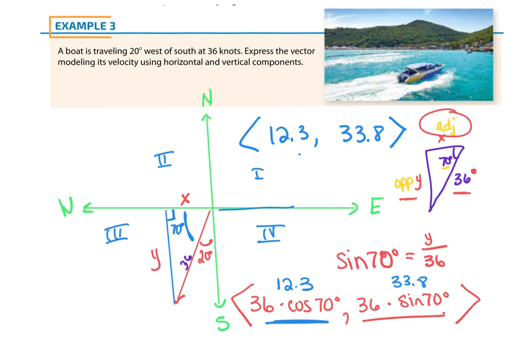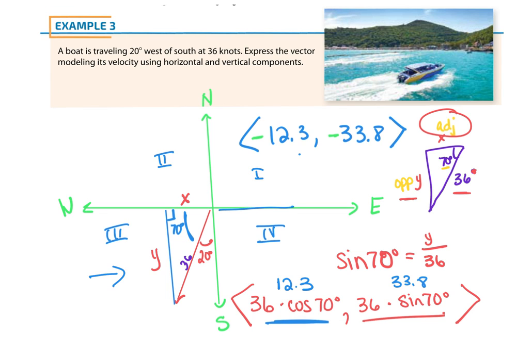Where do I actually need to be? Down here. So what do my values need to be? Both of them need to be negative, right? They both need to be negative. So to correctly put this in component form, I need to make those negative. This is why you need to draw a little sketch of it. You need to draw a sketch so you know where you are on your coordinate plane, all right? Negative 12.3, negative 33.8 correctly tells me the movement.